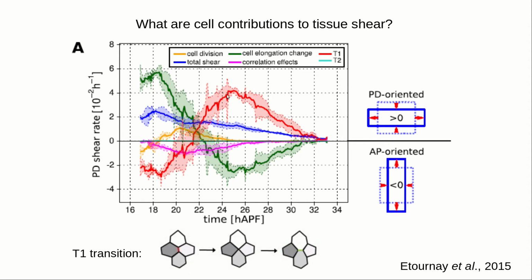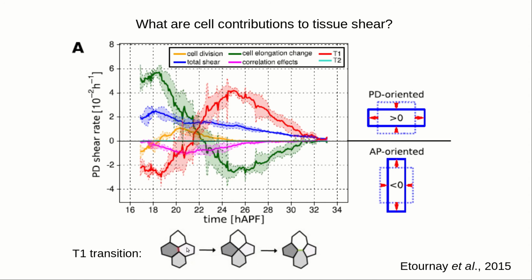So what's happening is that there's a peak of T1 transitions oriented in the proximodistal axis, and this is actually what is allowing these cells to relax and become more rounded, which means less elongated. So the effect on the total shear is that T1 transitions are compensating for this cell relaxation, or vice versa. Intriguingly, at the beginning of hinge contraction, there is a negative contribution of T1 transitions.